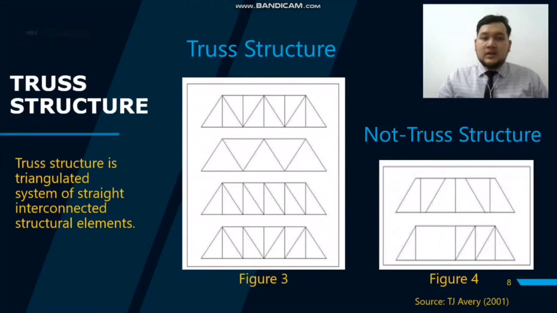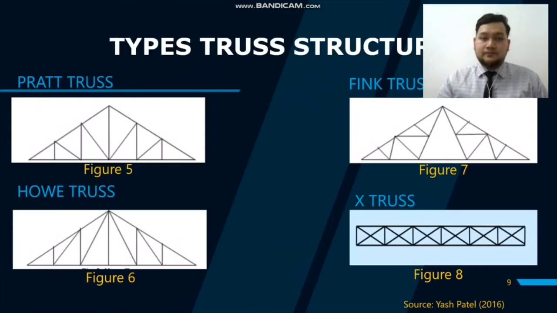Literature review. Truss structure. A truss structure is a triangulated system of straight interconnected structural elements. In this slide, there are two pictures that show a truss structure and a non-truss structure. The difference is that the truss structure has a frame structure, whose advantage is that it can hold more load than the non-truss structure. The non-truss structure doesn't have a frame structure, so it will easily bend because the load applied on it is not equal.